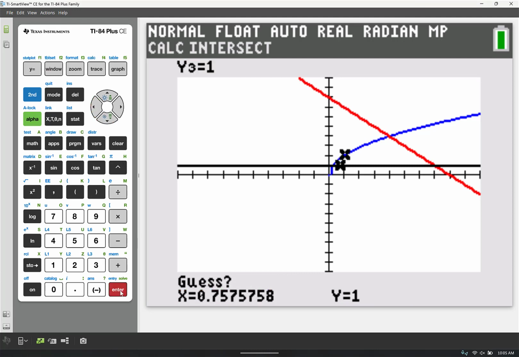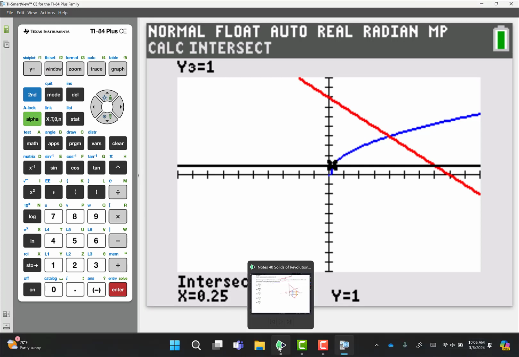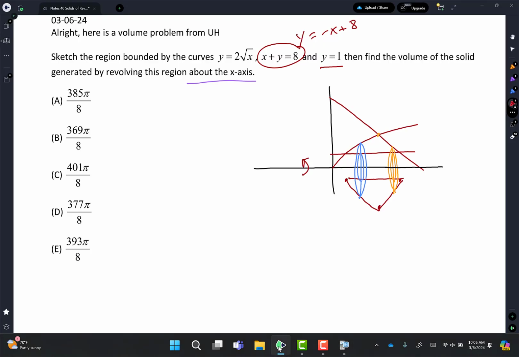Enter. And it says guess. So I'm just going to push enter. And there it is, 0.25. That's your first intersection. So on your paper, the very first one is at x equals 0.25.